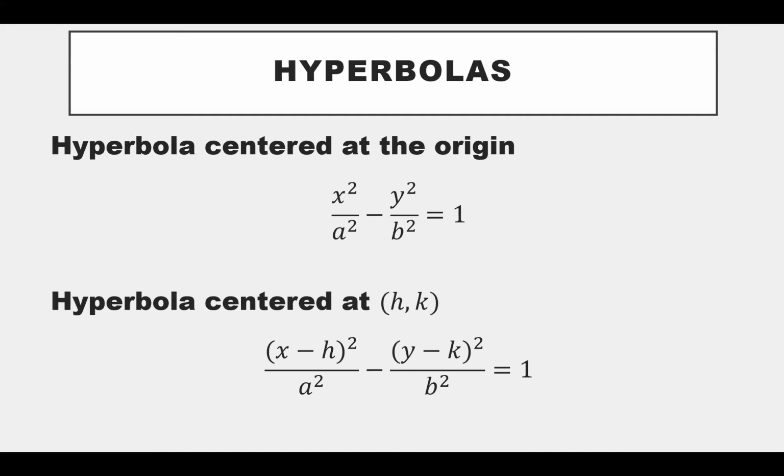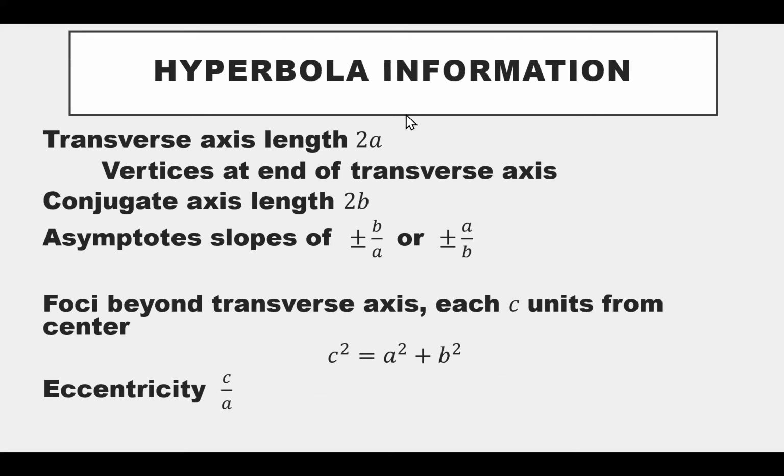In the same way, here's one example of a hyperbola: x squared over a squared minus y squared over b squared is equal to 1. If we replace the x with an x minus h and the y with a y minus k, then we get the hyperbola centered at h, k instead of a hyperbola centered at the origin. Again, this is just one version of the hyperbola. You could do this with the other equation of the hyperbola as well. But again, the same information will be there.